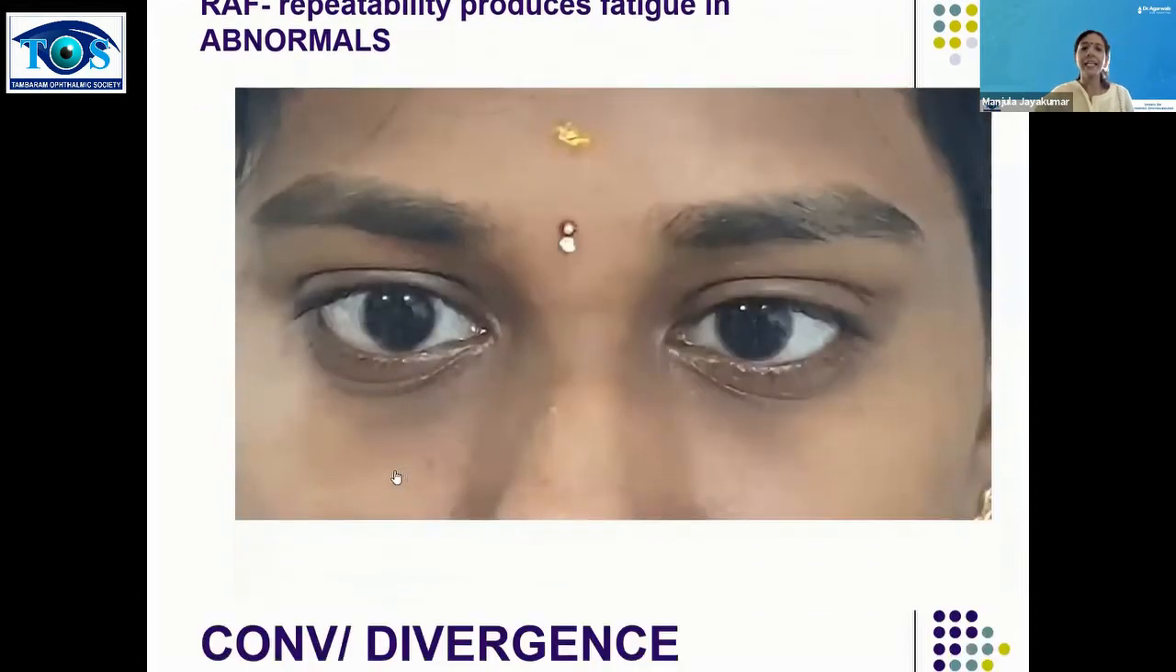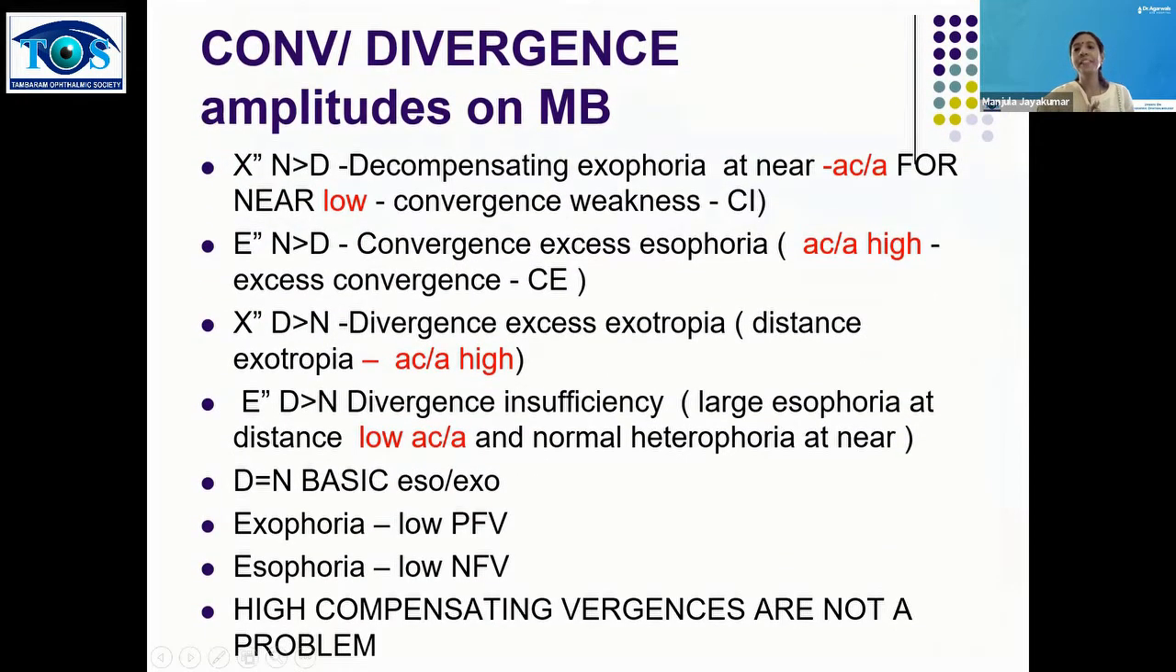Let's go on to the next slide. So after you assess your NPC and you know your normative data for NPC, go on for your convergence and divergence amplitude. Suppose you have an exophoria for near, which is more than your distance. That means your AC/A ratio is low. You have an esophoria for near, which is more than your distance. That means your AC/A ratio is high. If you have an exophoria which is more for distance than near, then your AC/A ratio is again high. And if you have an esophoria which is more at distance than near, which means that you have a low AC/A ratio.